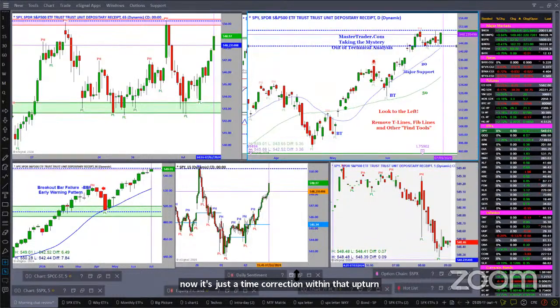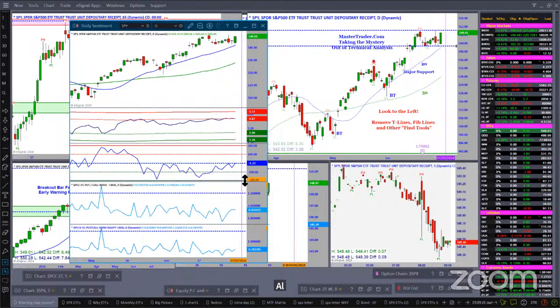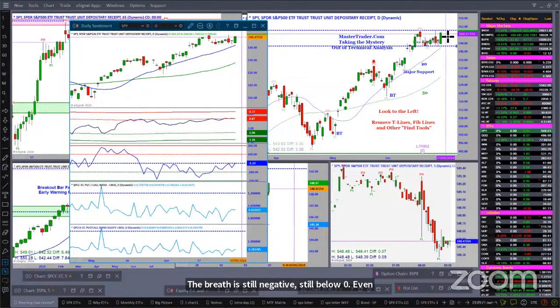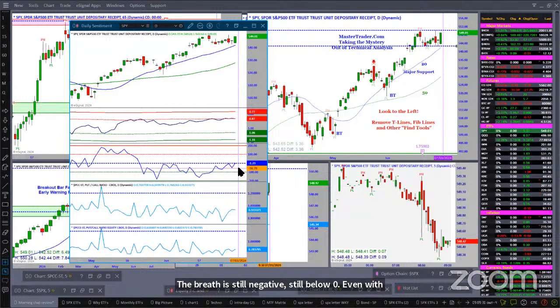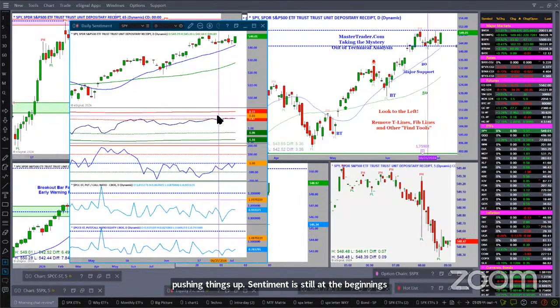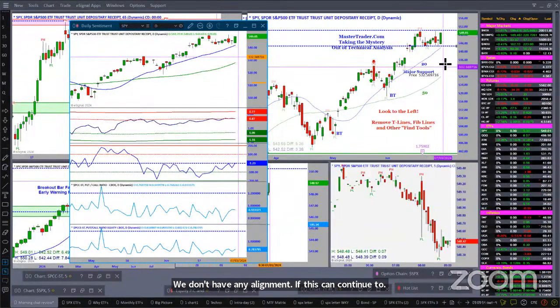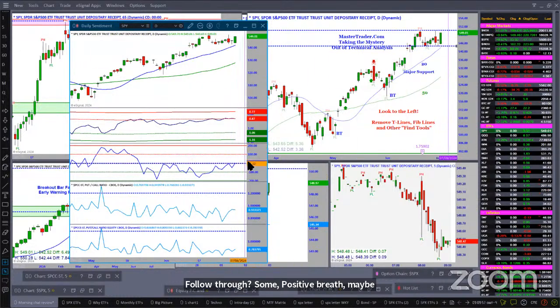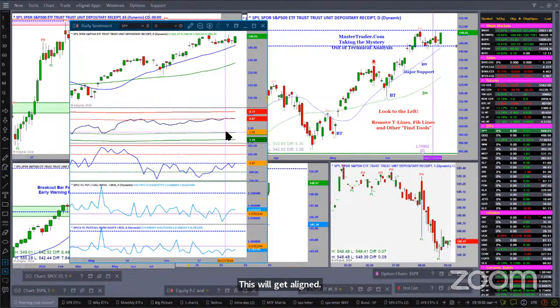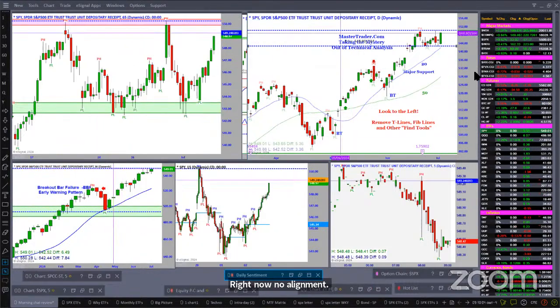All right, let's take a peek at our internals, if they gave us any input here. No, the breadth is still negative, still below zero. Even with this up day, breadth could not get above that zero line. So same story, a certain amount of stocks pushing things up. Sentiment is still at the beginnings of a bearish area at the top of these bands. We don't have any alignment. If this can continue to follow through with some positive breadth, maybe this will get aligned. We'll see what happens. Right now, no alignment, so no valuable information there.